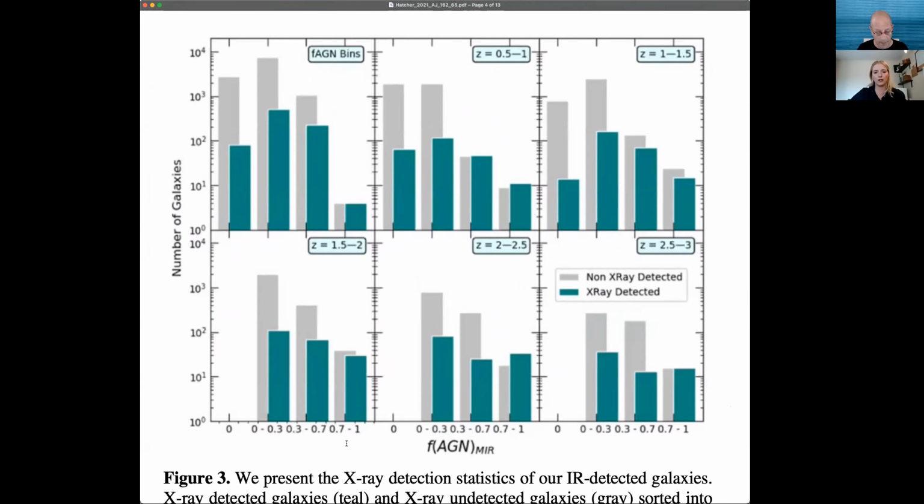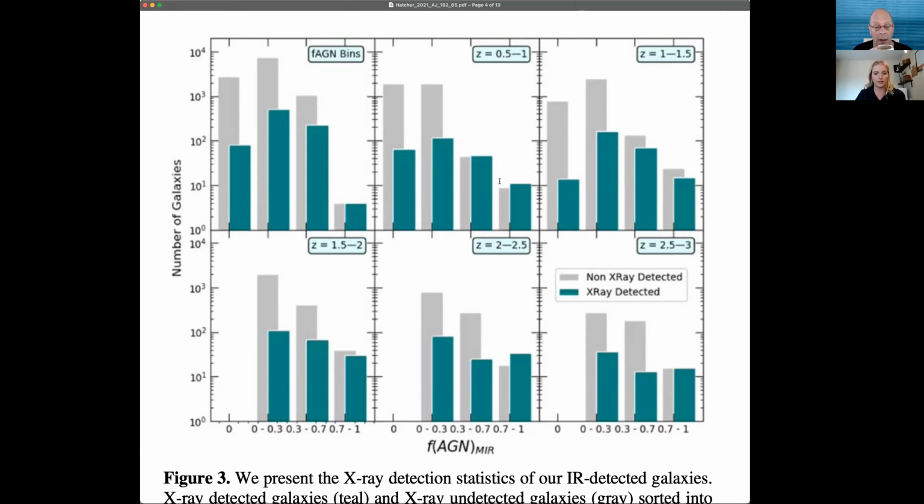Okay. And we have 4 classifications as the 4 bars. If we just look at the top left panel, that's the whole population divided into these, the gray being those X-ray non-detected and the teal, the detected. Our classifications are FAGN of 0, which we know for a fact is a star-forming galaxy because the fraction from the mid-infrared is 0, so there's nothing coming from the AGN. 0 to 0.3, we call likely star-forming, because most likely they're star-forming, but you might have to dig into those individually, or if you have a strange signal.